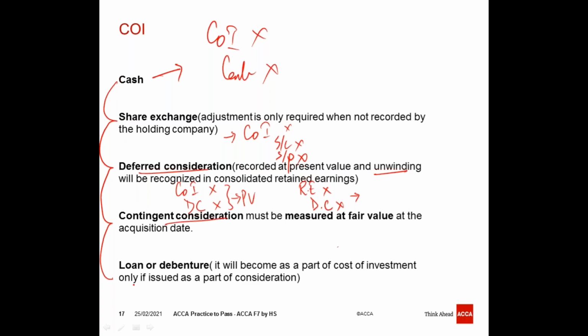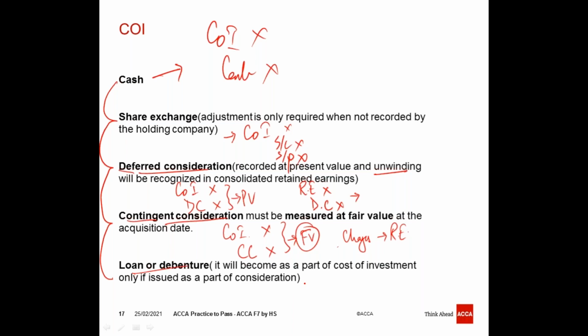Contingent consideration means the part of the consideration which you will pay in the future based on some contingent event. So the basic difference between the deferred consideration and the contingent consideration is that deferred consideration is an unconditional payment and contingent consideration is a conditional payment. So cost of investment debit, contingent consideration credit; this should be measured at the fair value. Any changes in the contingent consideration will be adjusted from the retained earnings.